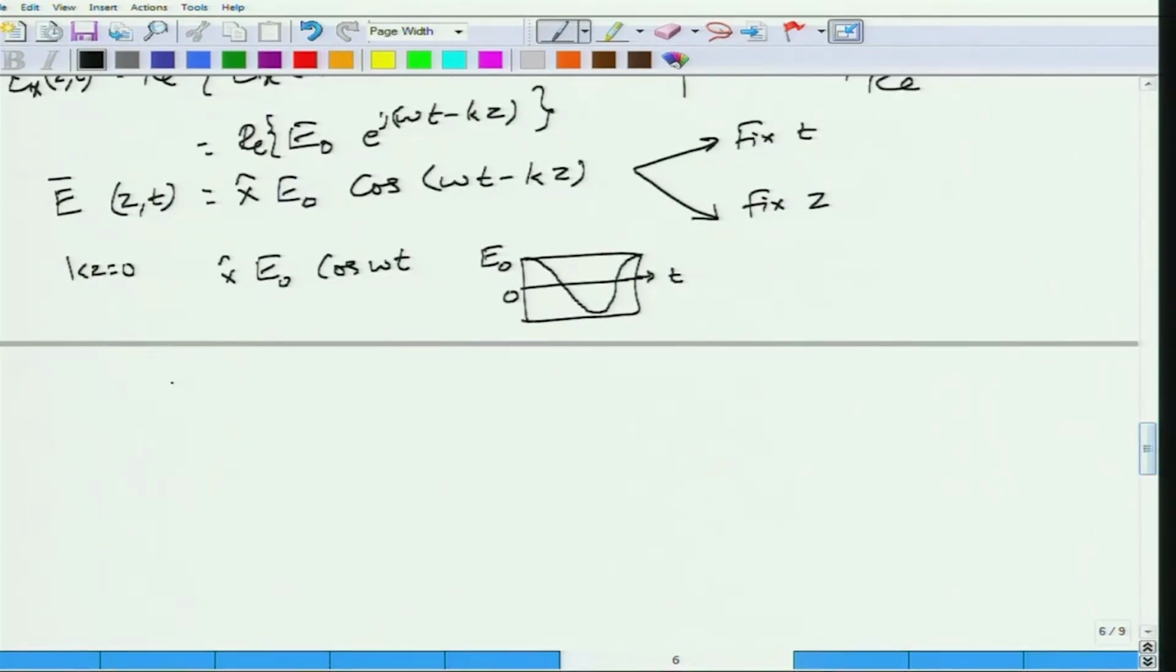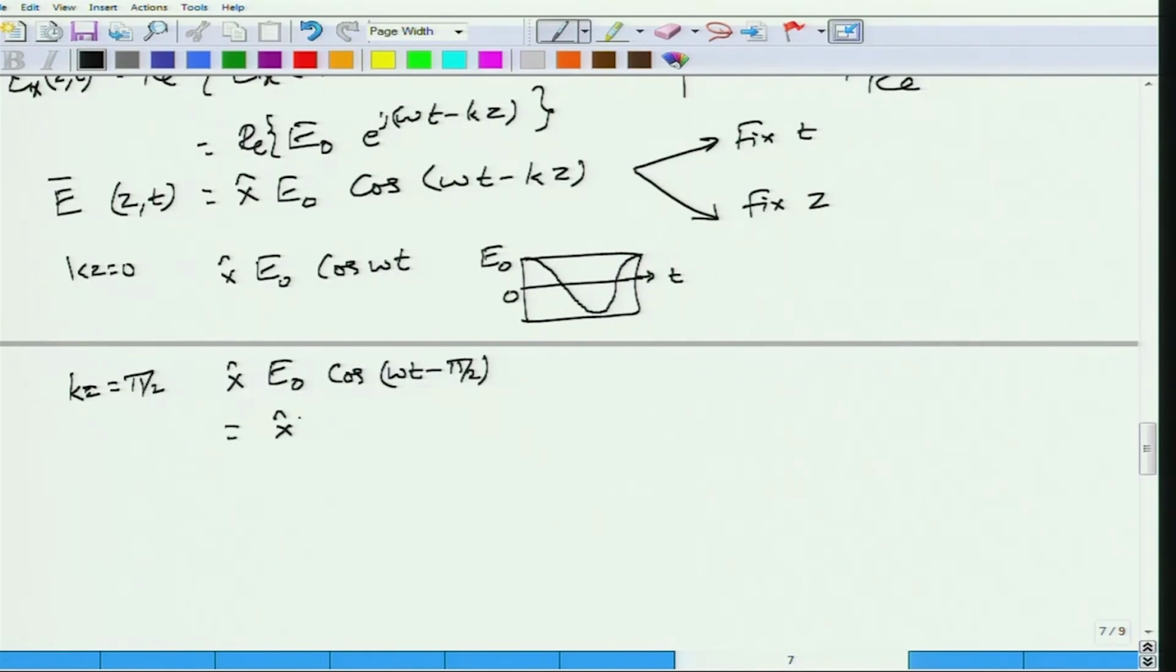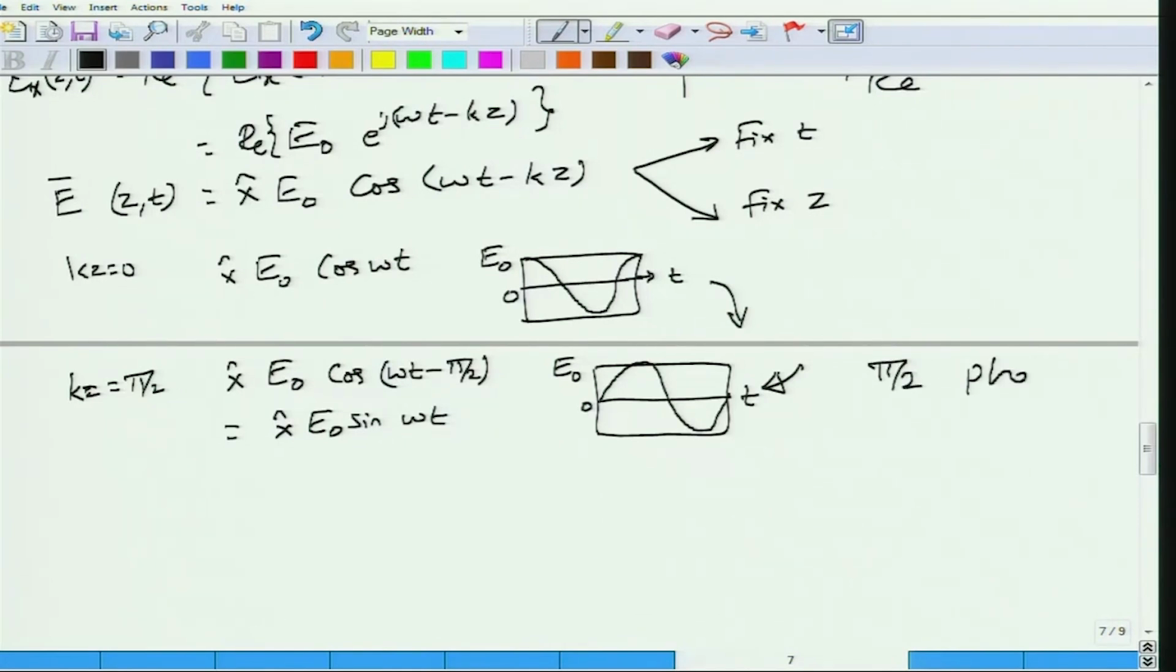Now if you try what happens at kz equal to pi by 2, you get x hat E0 cos of omega t minus pi by 2. Now cos of omega t minus pi by 2 is sin omega t. This would be cos omega t cos pi by 2, which is 0, plus sin omega t sin pi by 2. So this would be equal to x hat E0 sin omega t. The oscilloscope display would now show a sine wave, with an amplitude of E0 again. But if you notice, at kz equal to 0 and kz equal to pi by 2, you will see a pi by 2 phase difference.